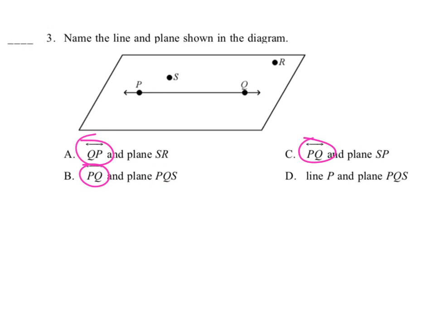You can't name 2 points. You need to have 3 points that are on the plane. P, Q, S. Not only do they have to be on the plane, but they have to be non-collinear. These are non-collinear, so that makes this also good, and therefore we have answer B as our answer.